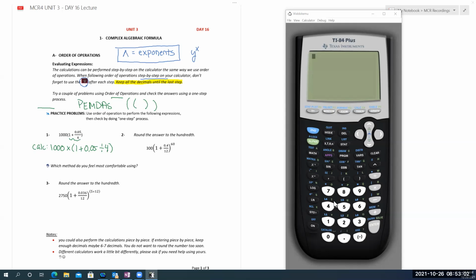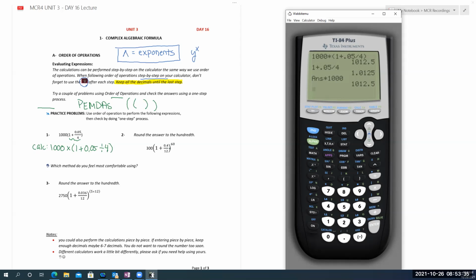Over here in my calculator, I'm going to type in 1,000 times, and this is doing it all at once, divided by 4. So that's option 1. You should get 1,012.50. Option 2 is to do the parentheses first and then hit enter. Then multiply it by the 1,000. That's what I mean by the step-by-step method. You hit enter every time to reset yourself.